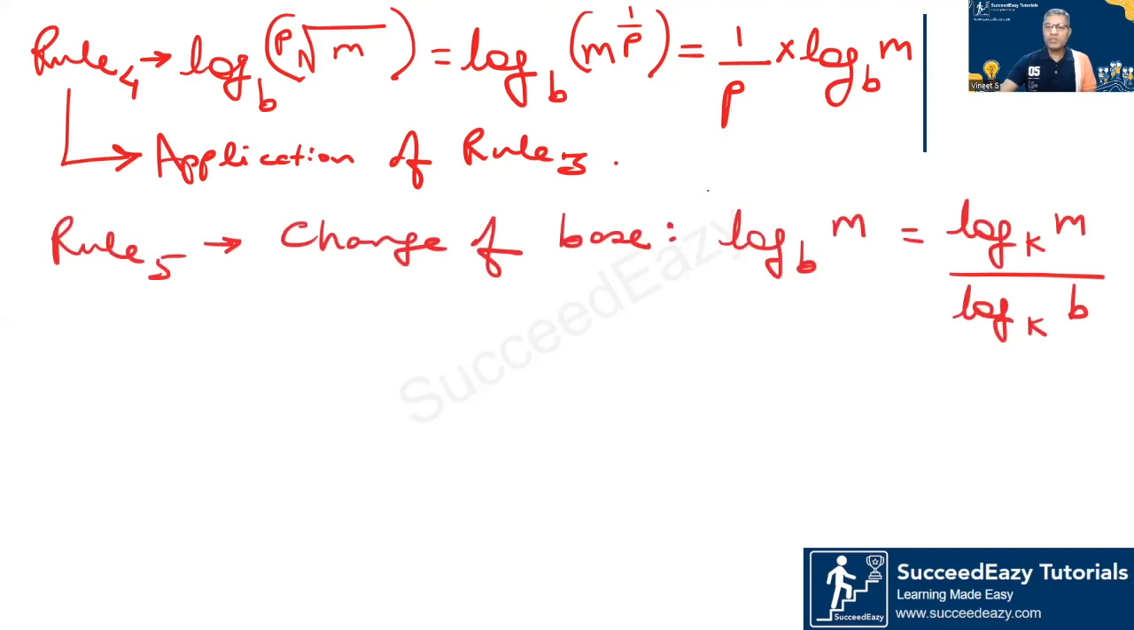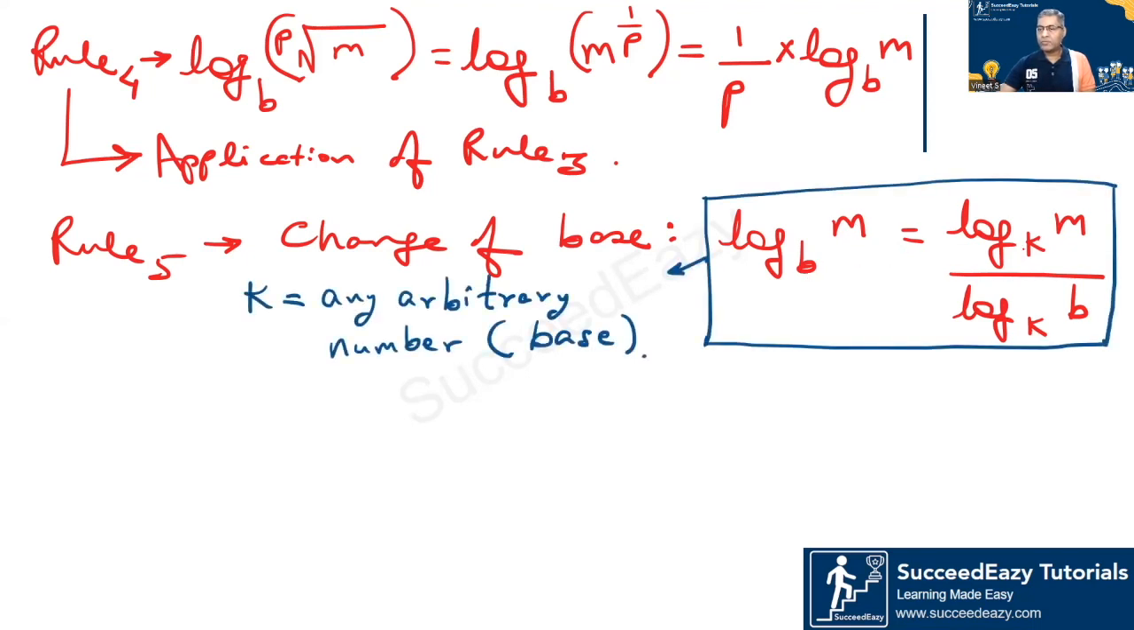The fifth rule, change of base. If you have to change the base, then log of m to the base b will be the same thing as log of m to the base k upon log of b to the base k, where k is any arbitrary number. So the base changes. In this case, instead of b, you have the k as a base in this expression.